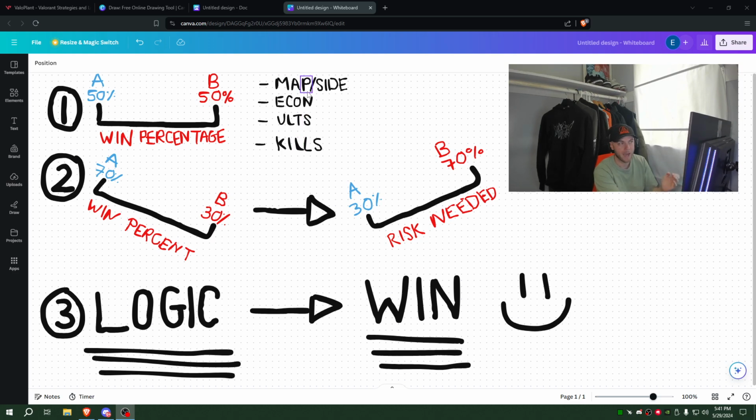Okay? So the map and the side are going to affect the win percentage in the round. For example, Ascent is the most defensive-sided map in the pool. Lotus is the most attack-sided map. So naturally, the defensive side on Ascent has a higher win percentage going into the round than the attack side, regardless of equality in terms of econ and ults and kills.